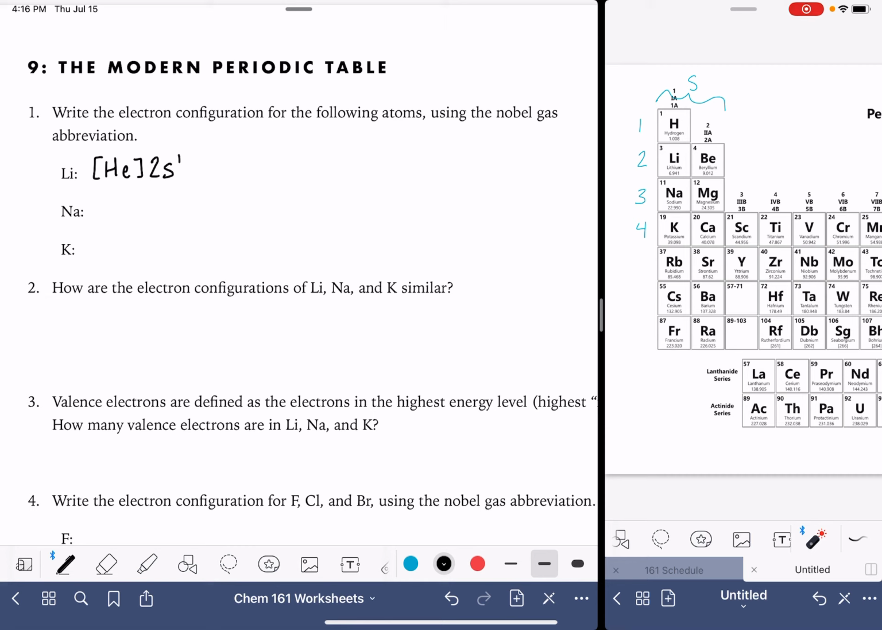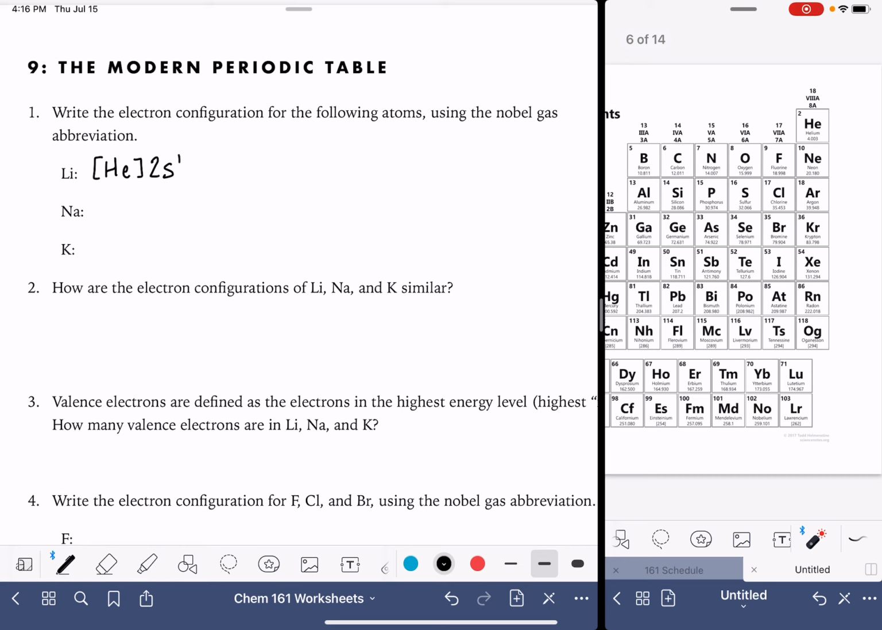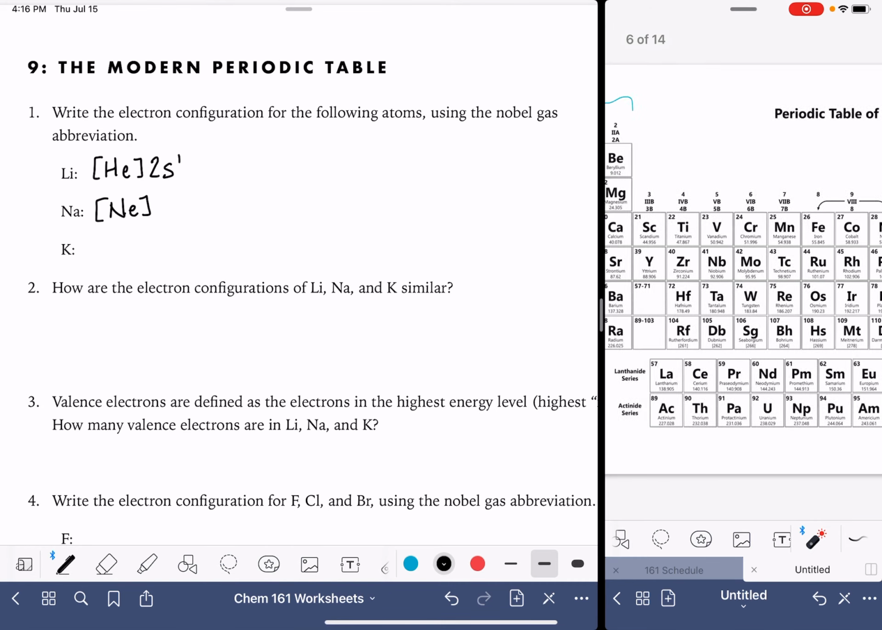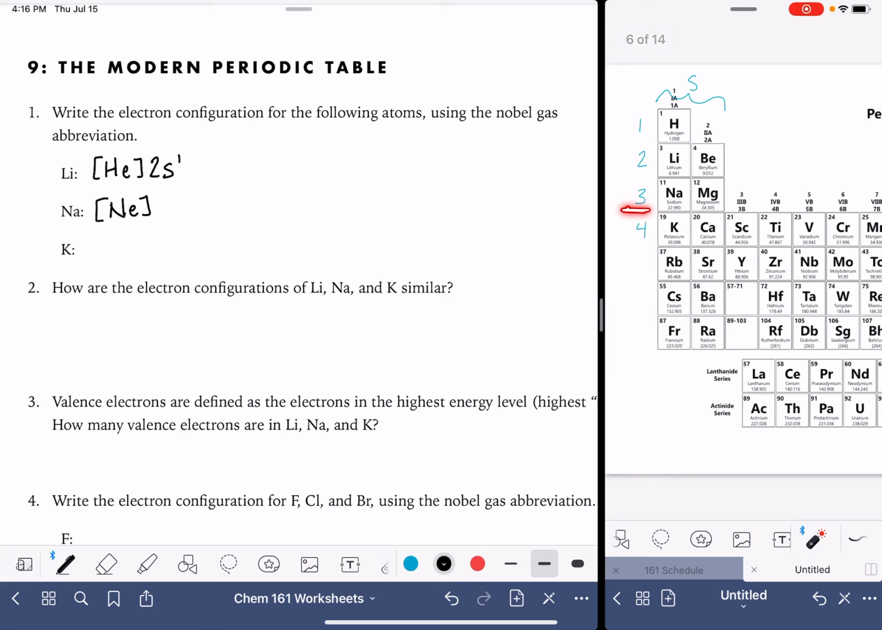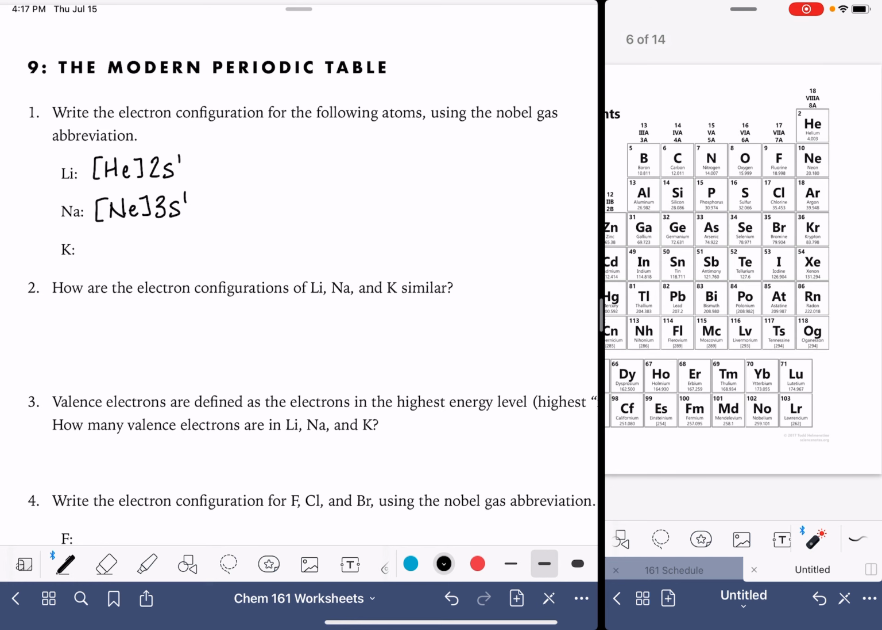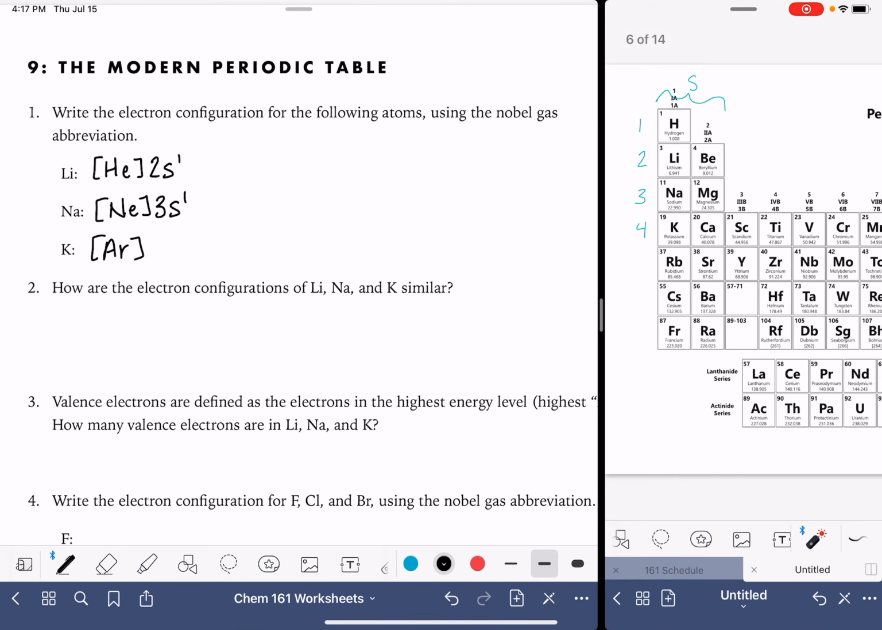We'll do that same thing for sodium. We want to go back to the prior noble gas. That means we want the noble gas with an atomic number of 10. That's neon. We put that in square brackets and then we continue the electron configuration from neon. So that is working in the 3s, we have 1 electron in the 3s, so that's going to be 3s1. And then one more of these, we have potassium. We want to go back to the previous noble gas. The previous noble gas is argon. Put that in square brackets. And then after argon, we continue with the electron configuration. We are in 4s and we have 1 electron.